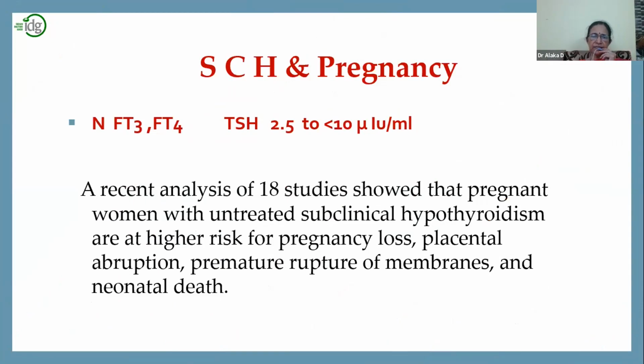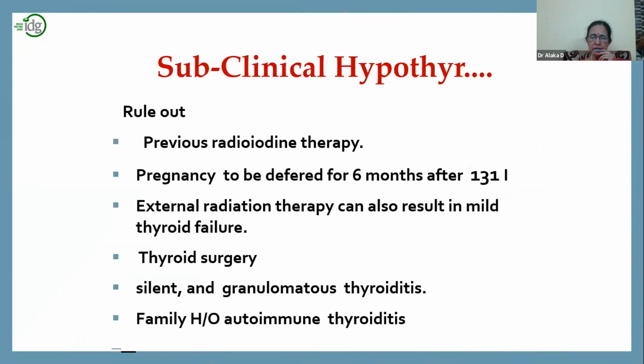Subclinical hypothyroidism, I told you, FT3, FT4 is normal, TSH between 2.5 to less than 10. This is subclinical hypothyroidism. But as I told you, even in these cases, there are obstetric complications, and therefore you treat these patients with thyroxine to maintain TSH levels to the trimester specific TSH. Okay.